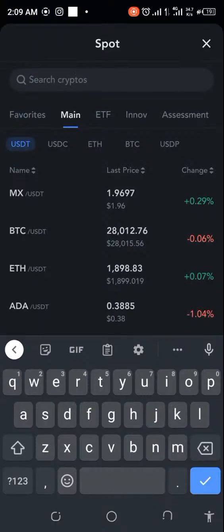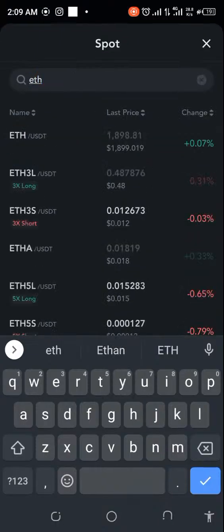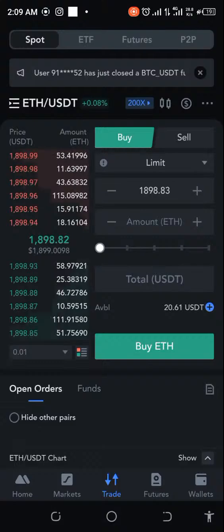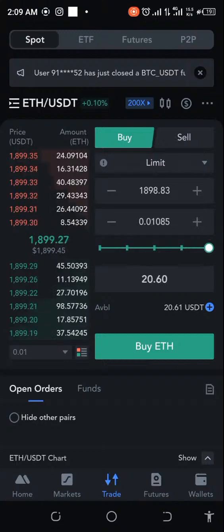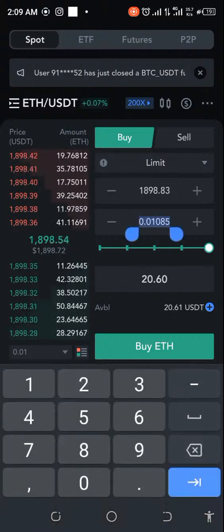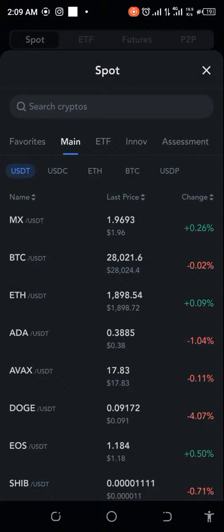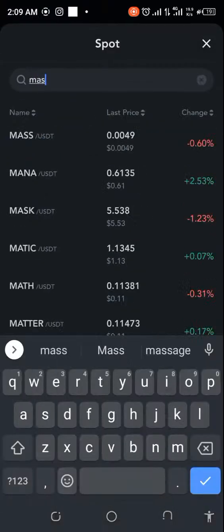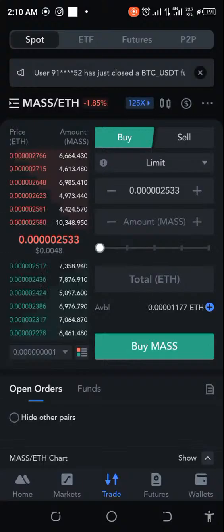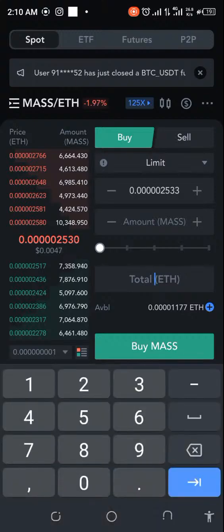Let's go ahead to ETH, and then we'll try to pick up what we have here, like $20.61. So I'm just gonna pick that all up, and then I'm just gonna copy. Oh, it didn't even pick everything up, it just picked up 20.60. That's fine. So let's just copy that, or cut it, whichever one you want, and then go over to MASS ETH, because ETH happens to be the lower pair, right? So then we'll go over and just paste this in the ETH segment.